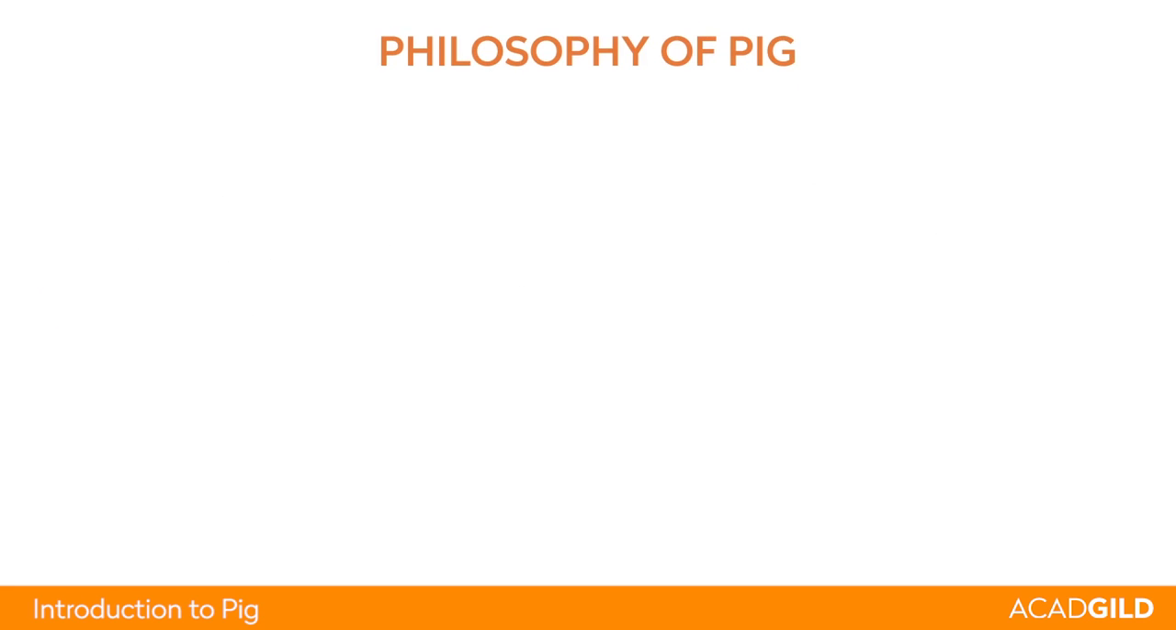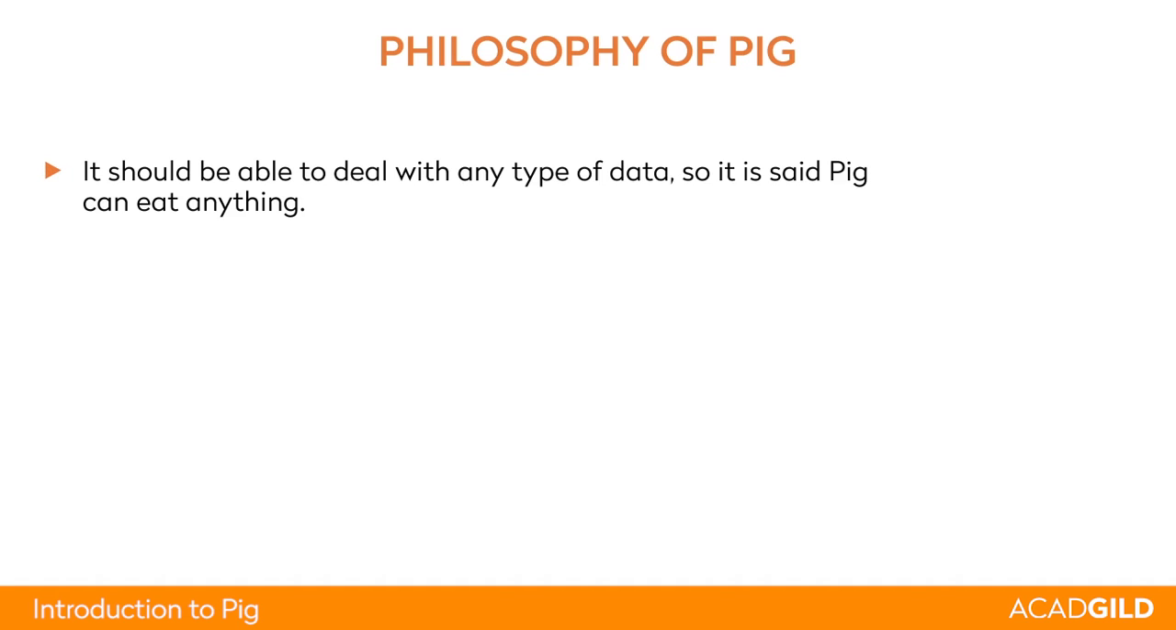While designing Pig, there were 4 different philosophies which targeted the development of Pig. The first is, Pig should be able to deal with varieties of data, whether it is an XML file or a flat file, whether it is a JSON file or any other semi-structured file. It should have the capability to read diverse varieties of data. So we say pigs eat anything.